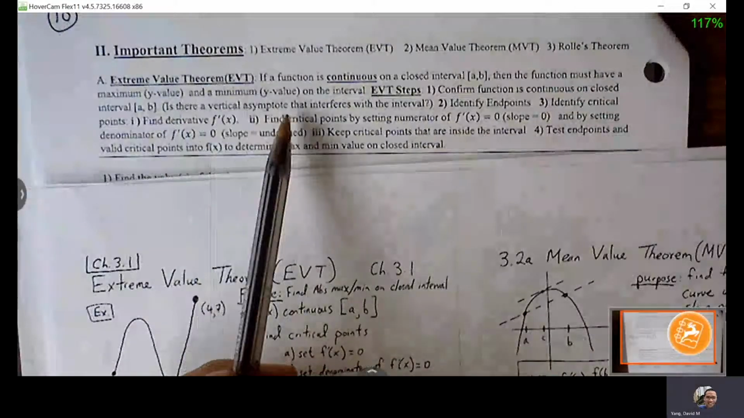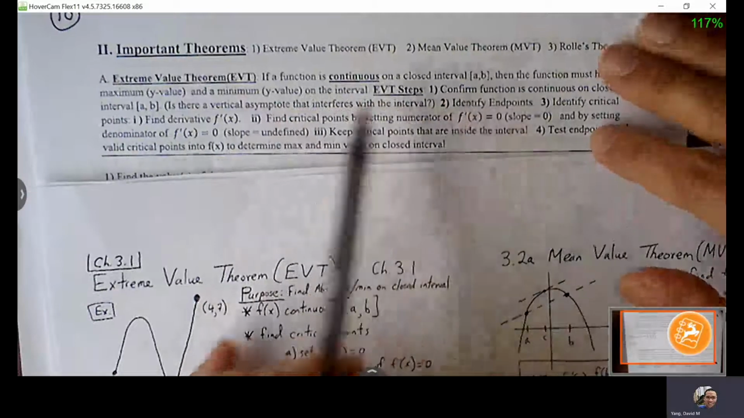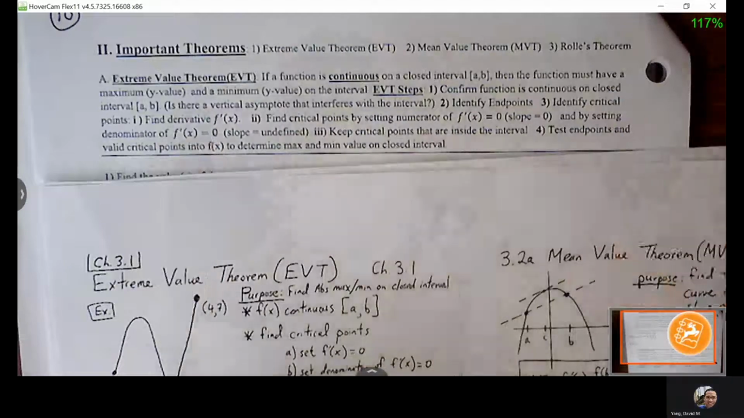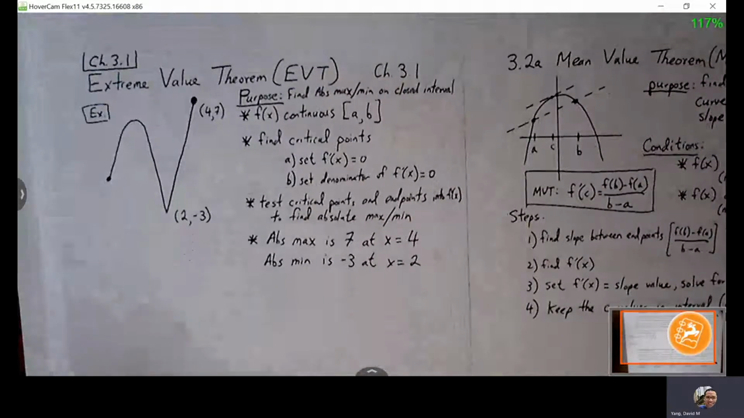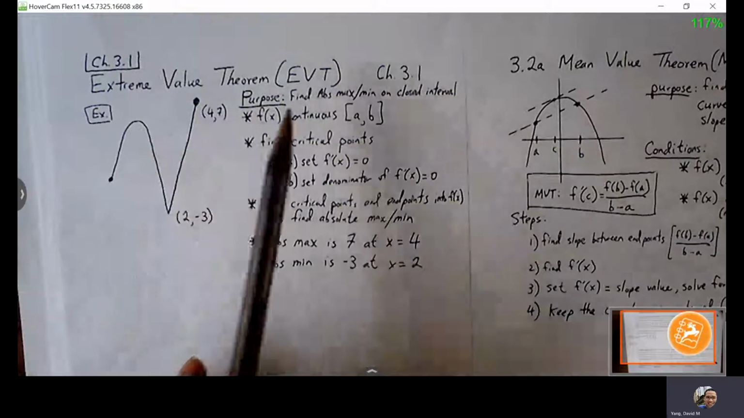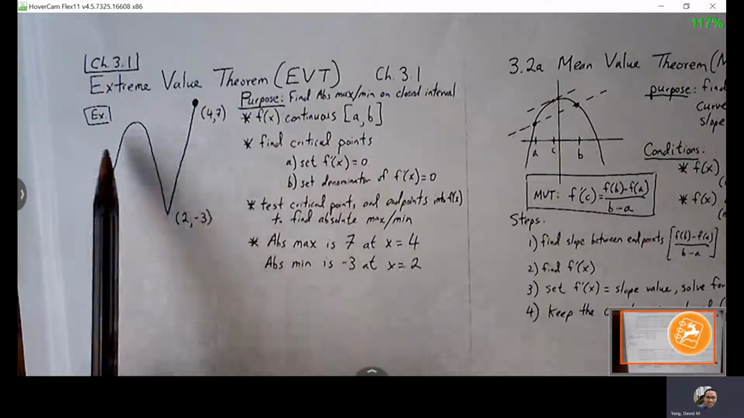Okay, so extreme value theorem says that if a function is continuous on a closed interval, then there must be an absolute max and absolute min somewhere on that interval. Okay, here's a visual example. Let's say I had a function that's continuous. It does not have to be differentiable. Okay, it just has to be continuous.